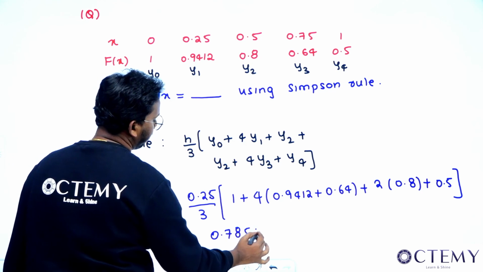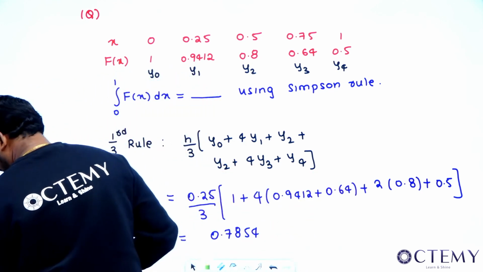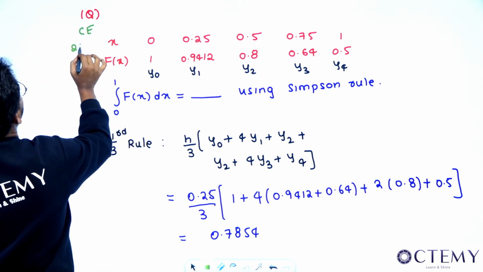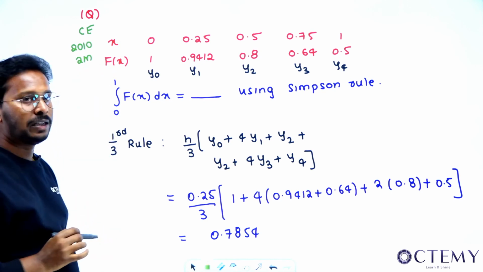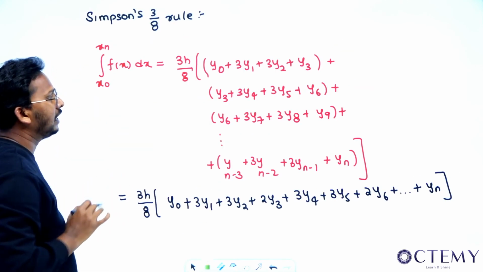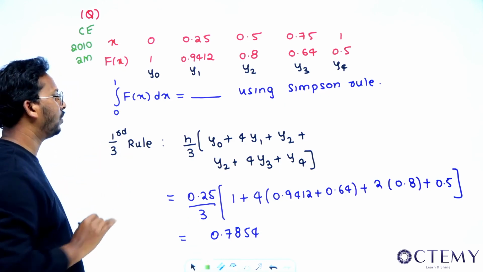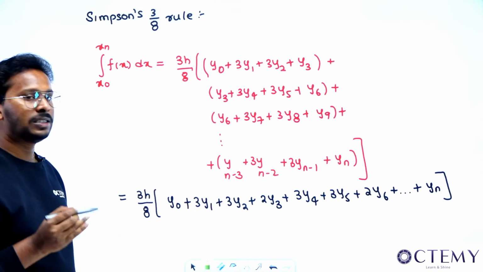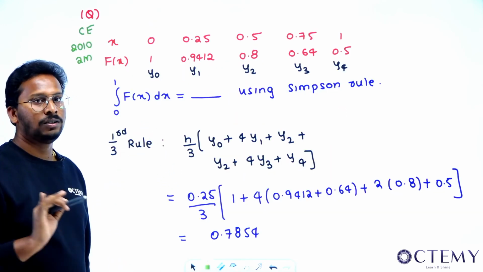0.7854. This was a previous year question, sir. Let me tell you, this was a Civil Engineering 2010 2 marks question. Very simple questions will be given to you. They will directly give you either the table or the function. Then they will ask you to apply either 1/3 or 3/8. You better remember the formula, sir. Once the formula is known, you can directly plug in the values and you will get the answers, right?